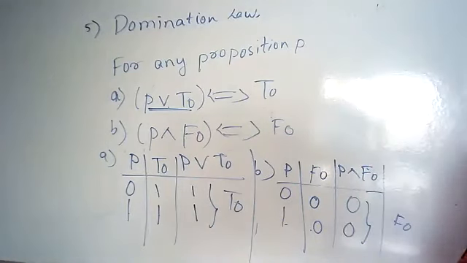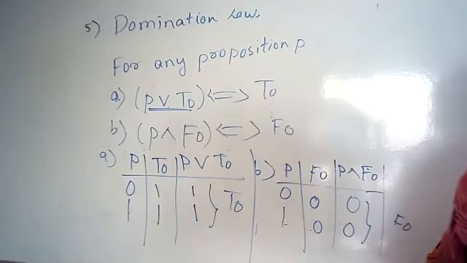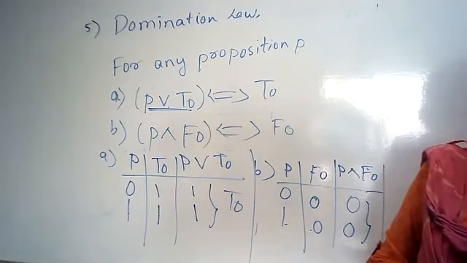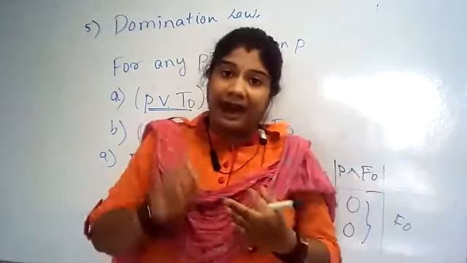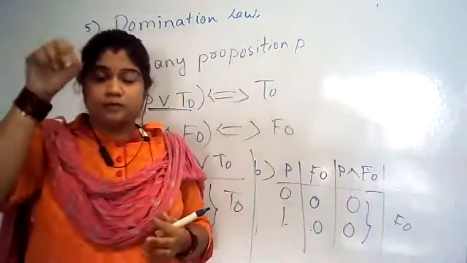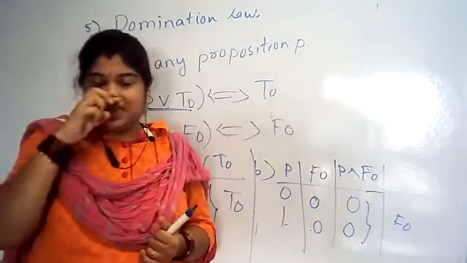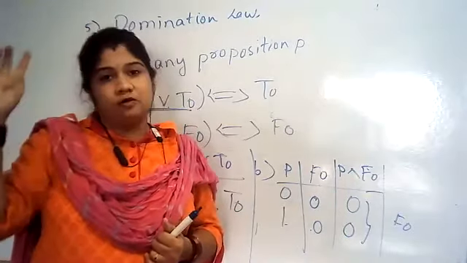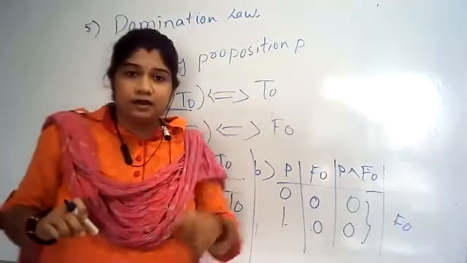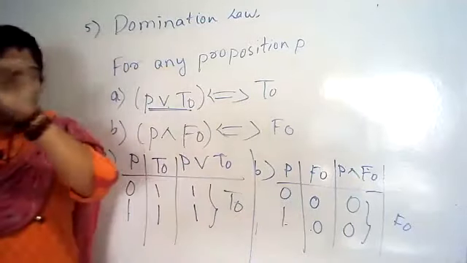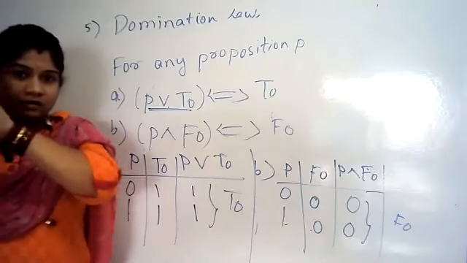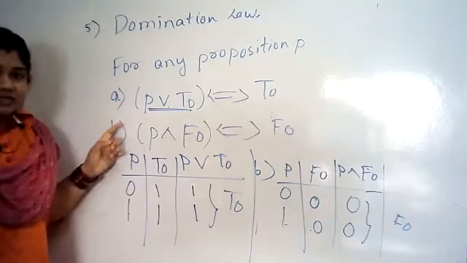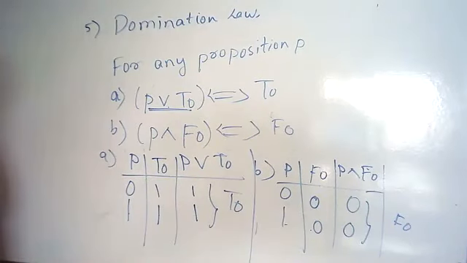So total how many laws have we studied? One is law of double negation. Second is idempotent law. Idempotent law means P disjunction P is P, P conjunction P is P. Then identity, the last result should be P. Inverse: P disjunction negation P, P conjunction negation P, what is the result? So last is domination law.